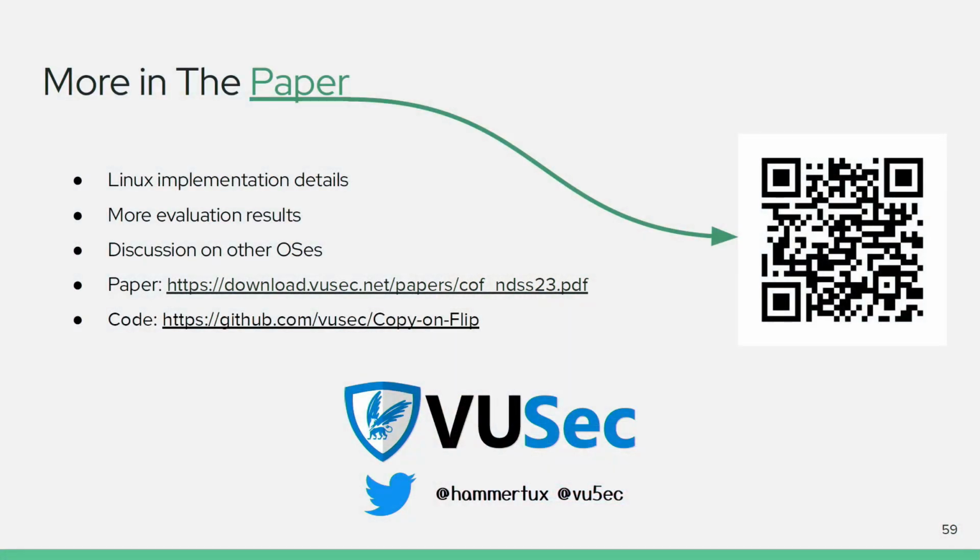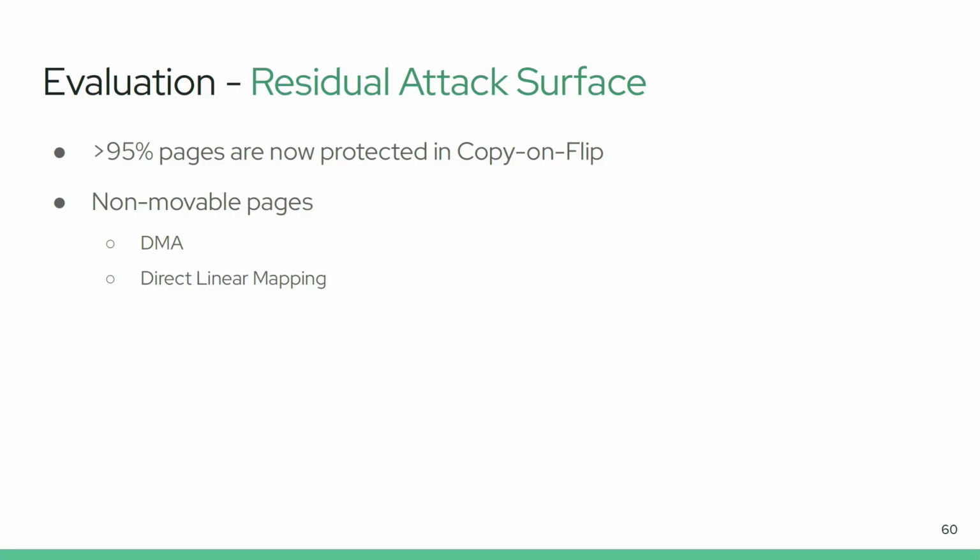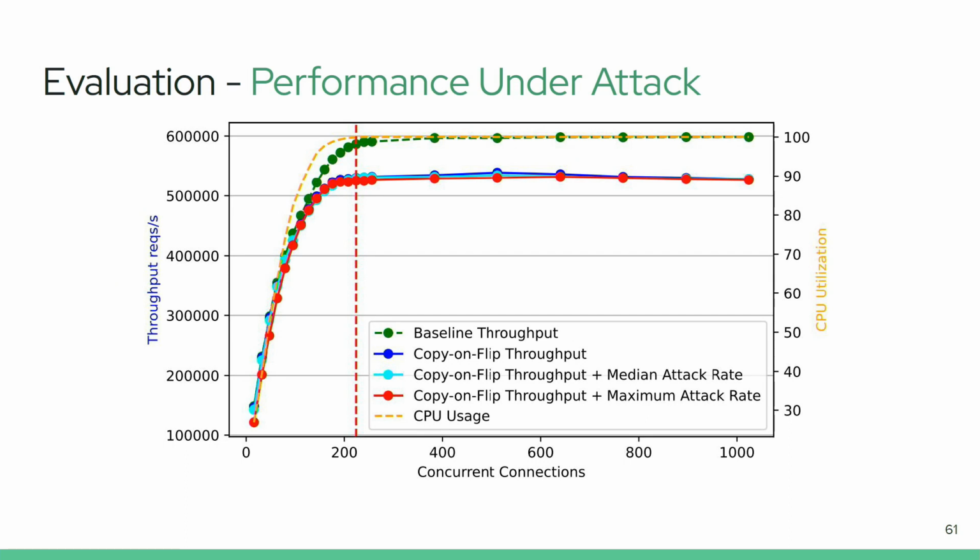Yeah. So I actually have a backup slide on that. I don't know if you can switch back to the slides. Unfortunately, I didn't think I had the time to go through it, which is why I didn't add it. So we actually tested for when the system is under attack with Nginx, because that was our most sensitive benchmark for performance overhead. And we see that even if we use a maximum attack rate, there's more detail about this in the paper, we only get around 2% overhead on top of normal copy on flip.